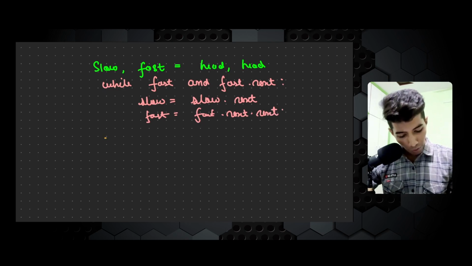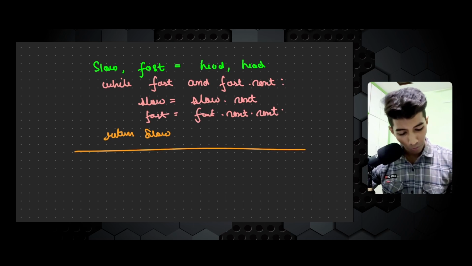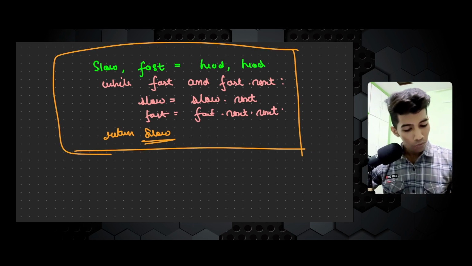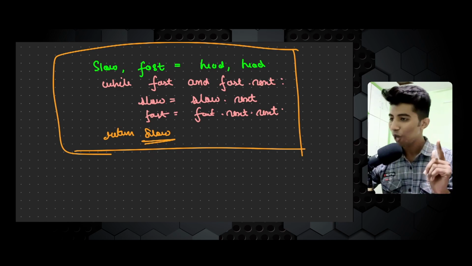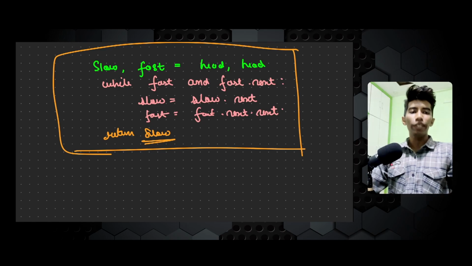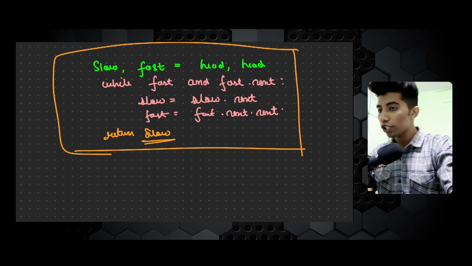And then ultimately we are going to return slow. Correct? I think it's clear. Why do I return the slow? Because this slow will be in the middle. Got the thing? This slow will be in the middle, and after that the thing which you need will be printed. Simple. So let's see how we can do this implementation.